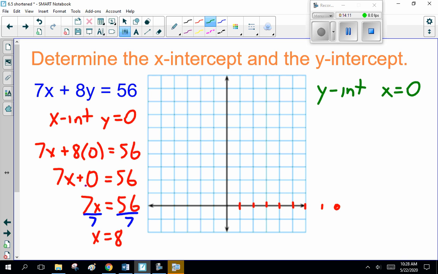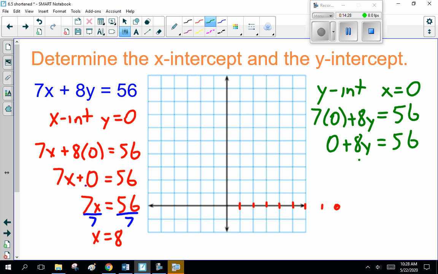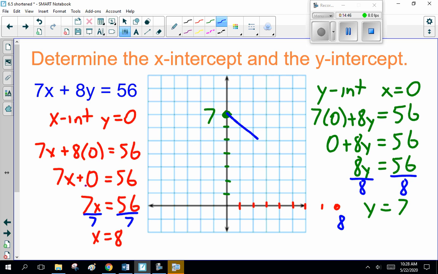So the x-intercept is 8. The y-intercept, well, let's find out. This would be 7 times 0 plus 8y equals 56. 7 times 0 plus 8y is 56. 8y is 56. Divide both sides by 8. And you get y equals 7, I believe. That's embarrassing. Anyway, so that's roughly what the line looks like. That's what this graph of 7x plus 8y equals 56 looks like.